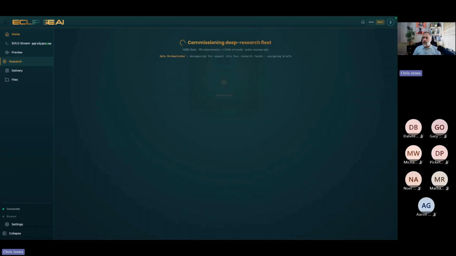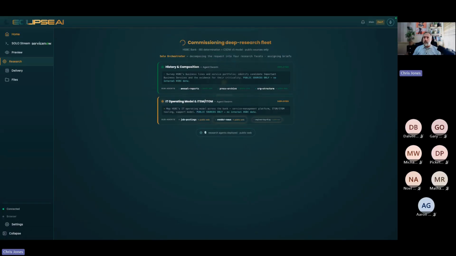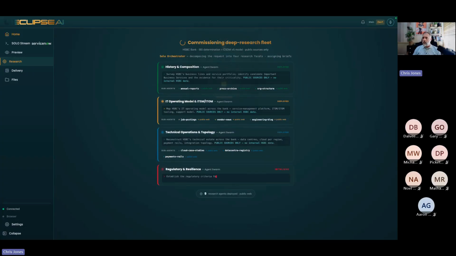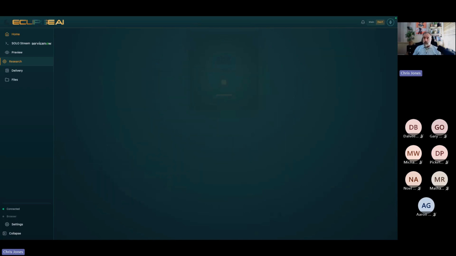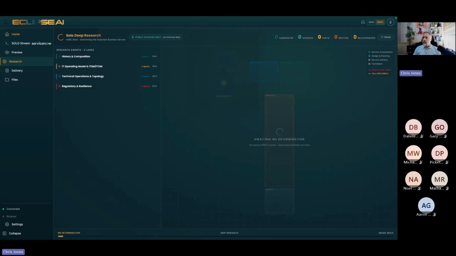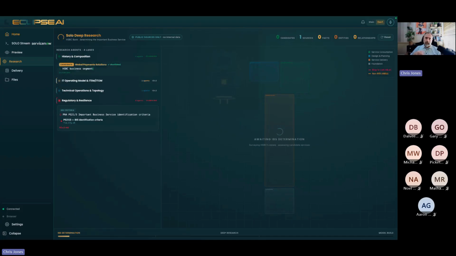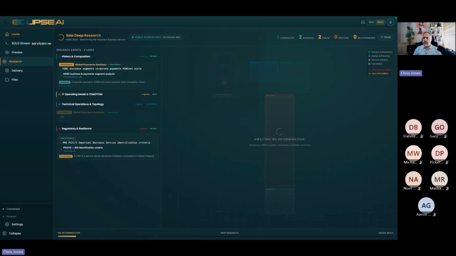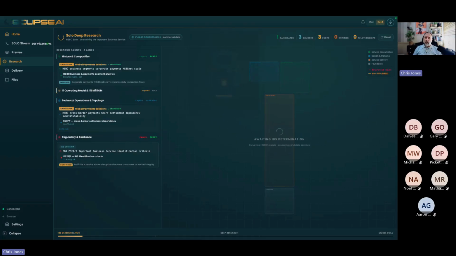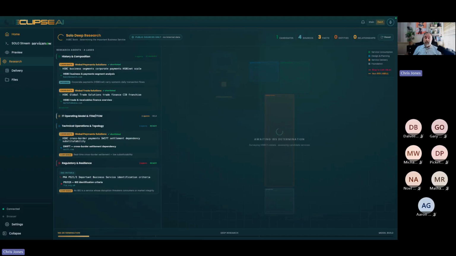Some deep research agents go and discover through publicly available information all this. So we've got a historical composition agent swarm, an IT ops model, ITSM ITOM agent swarm, and then a tech ops topology and a regulatory and resilience agent swarm that are all going to go and look for those bits of information so that it can start building the initial service model. So here we have those 4 agent swarms.